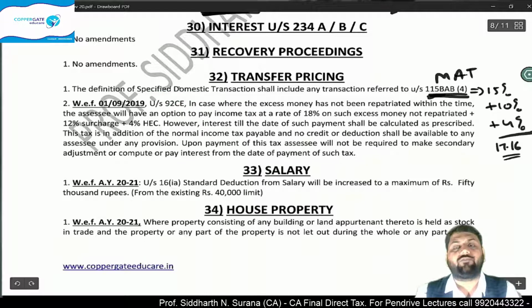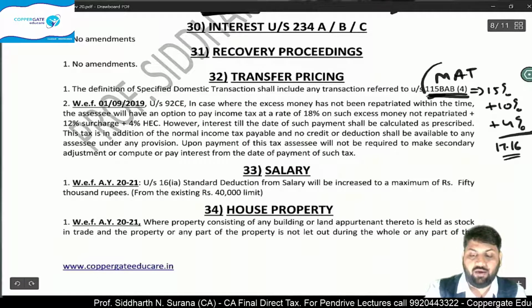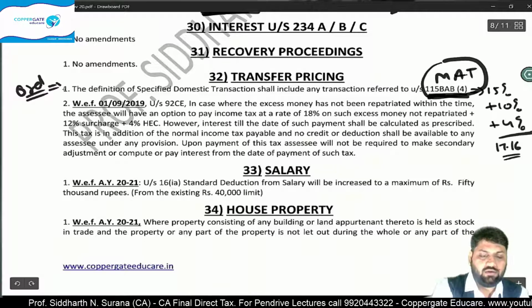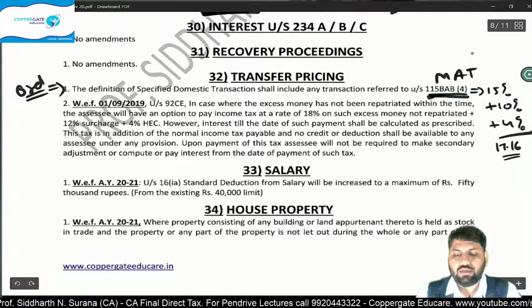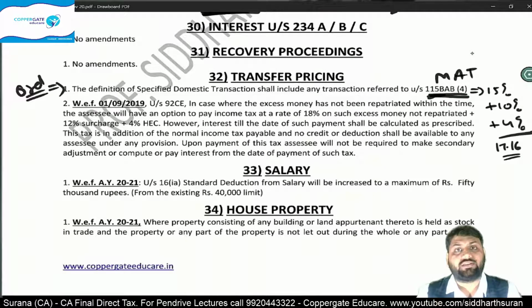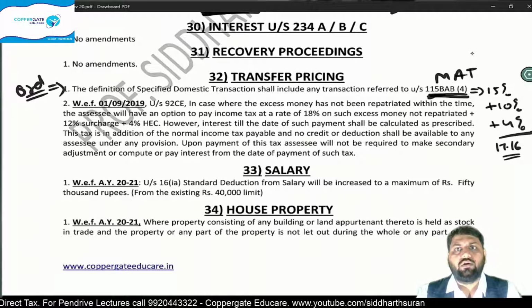The existing definition of specified, and by the way this came through the ordinance because 115BAB only came in the ordinance, so this amendment came in the ordinance. The existing definition of domestic transfer pricing, specified domestic transaction, covered 40A subsection 2, which was deleted some years ago. Now it covers only your 10AA SEZ and income related chapter 6A deduction.